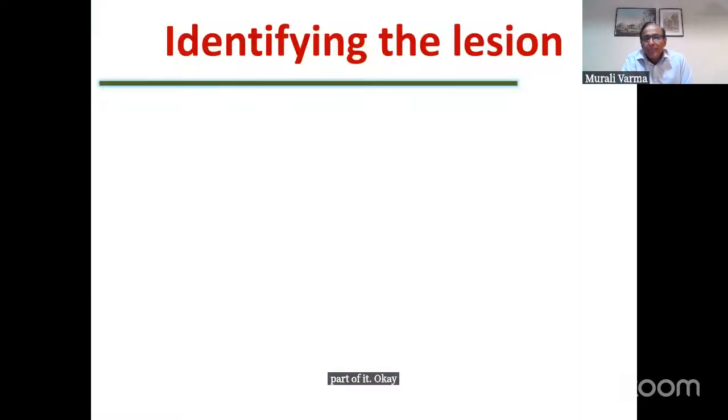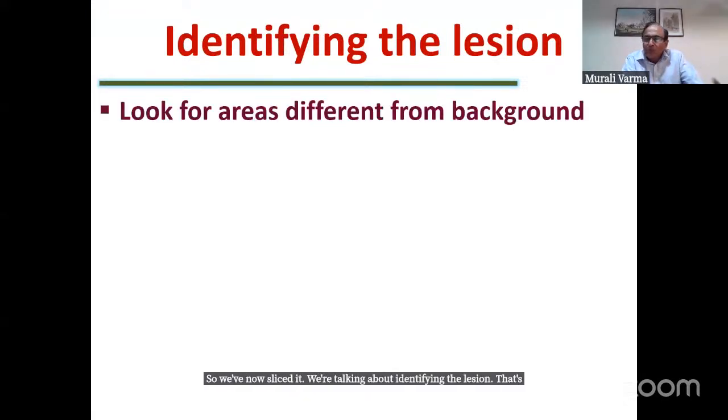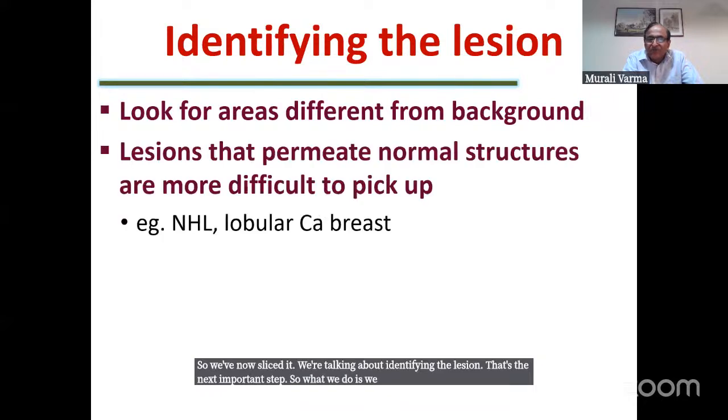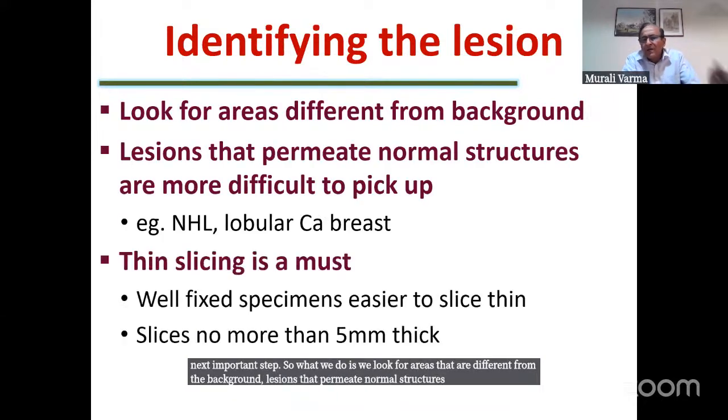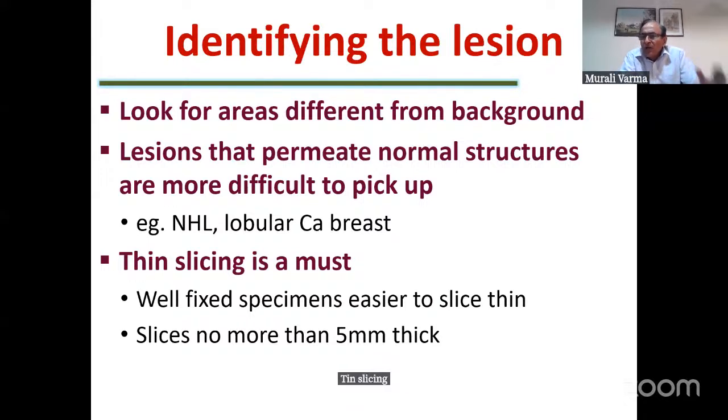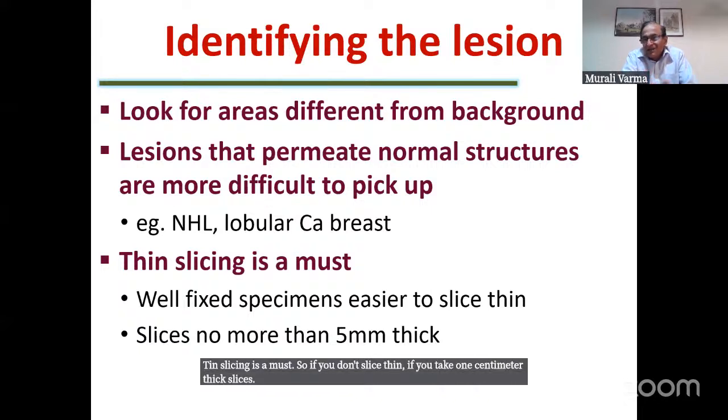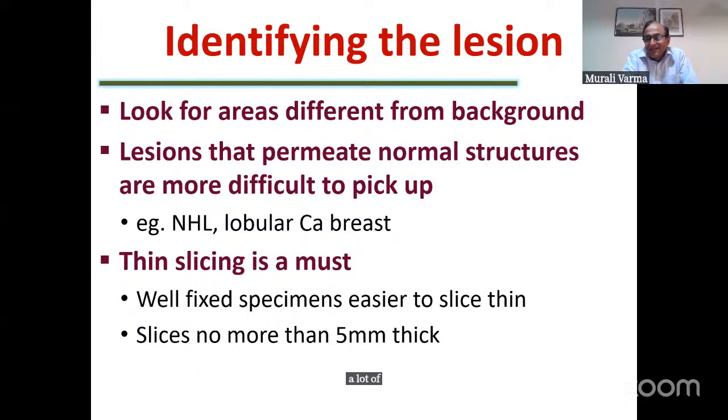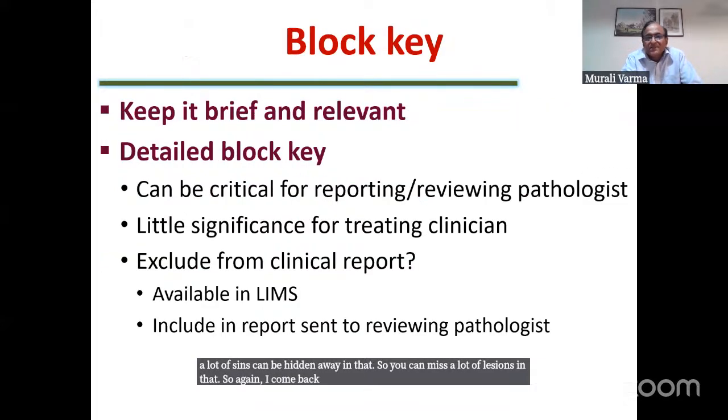Okay, let's move on. So we've now sliced it. We're talking about identifying the lesions. That's the next important step. So what we do is we look for areas that are different from the background. Lesions that permeate normal structures are more difficult to pick up. Thin slicing is a must. If you don't slice thin, if you take 1 centimeter thick slices, a lot of sins can be hidden away in that. So you can miss a lot of lesions. So, again, I come back to proper fixation and thin slicing.